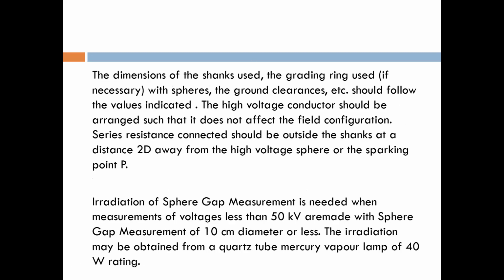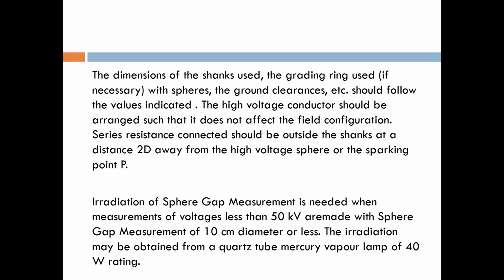The dimensions of the shank used, the grading ring used with the sphere, and the ground clearance should follow the values indicated. The high voltage conductor should be arranged such that it does not affect the field configuration. Remember, the same point is coming. Series resistance connected should be outside the shank at a distance 2D away from the high voltage sphere or the sparking point. In the diagram it is not shown, but I have told you already that there should be a series resistance in the connection of the high voltage.